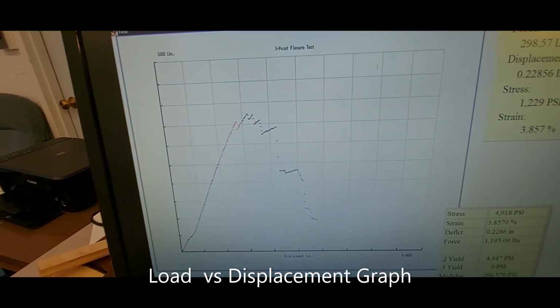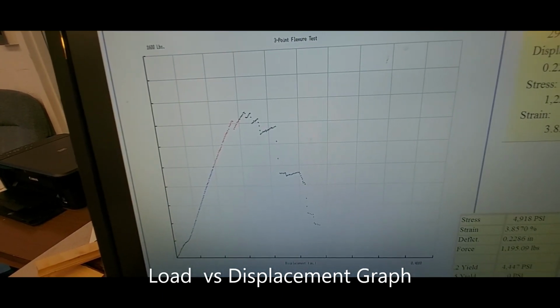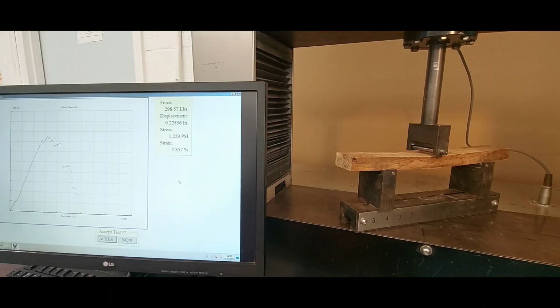Your typical load displacement plot. So at this point, the experiment is over and your data will be transmitted by your professor.